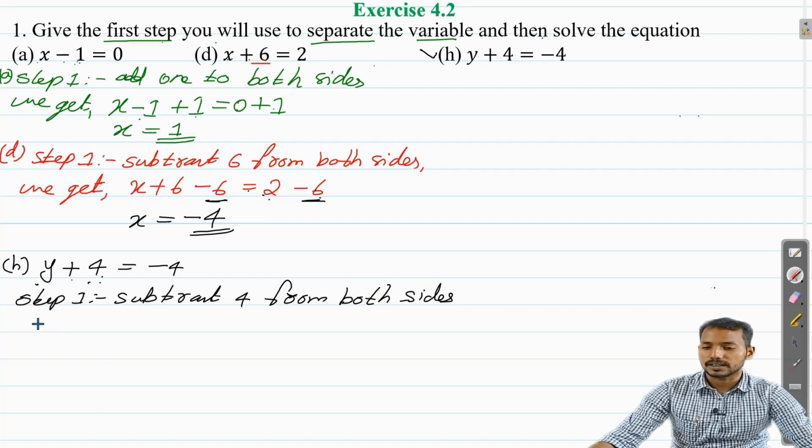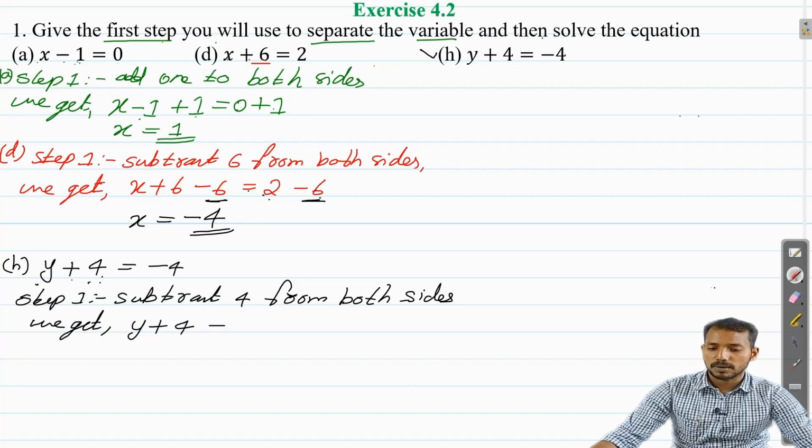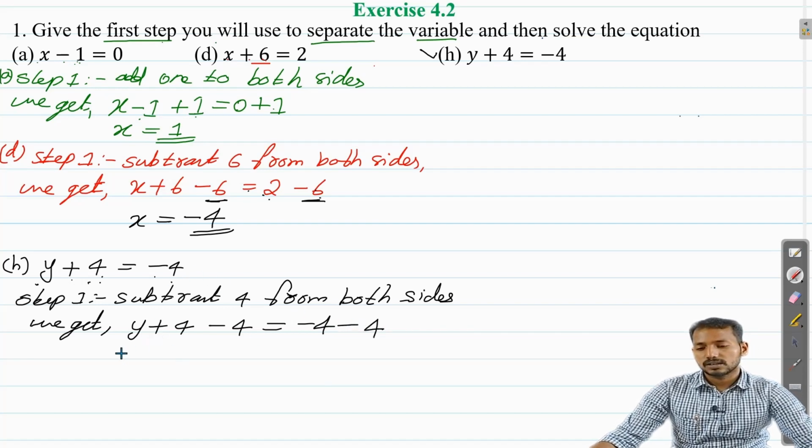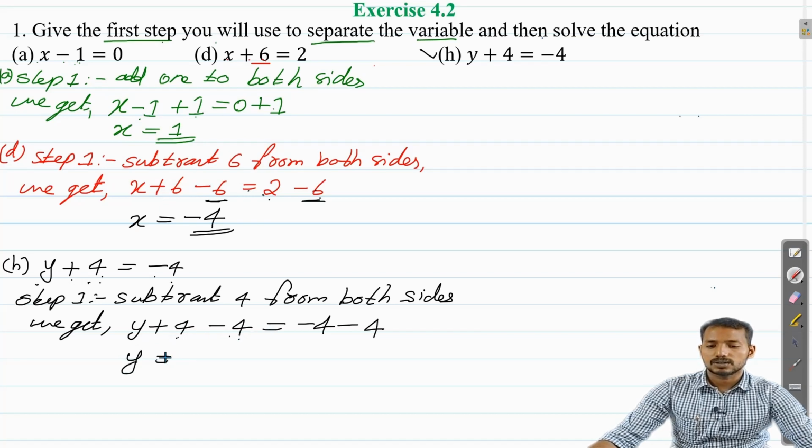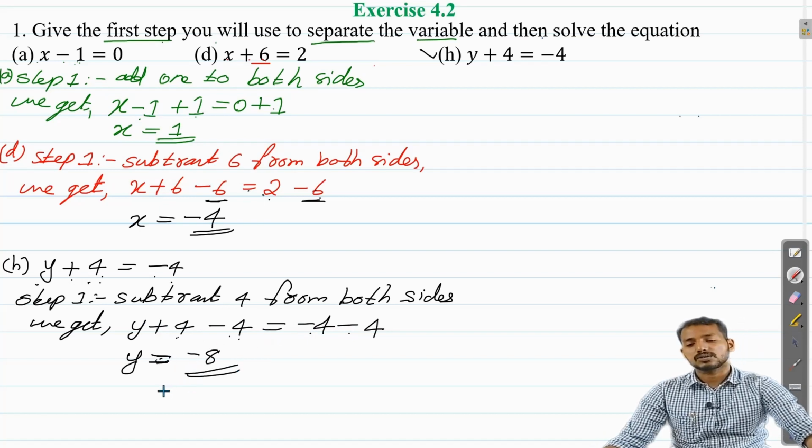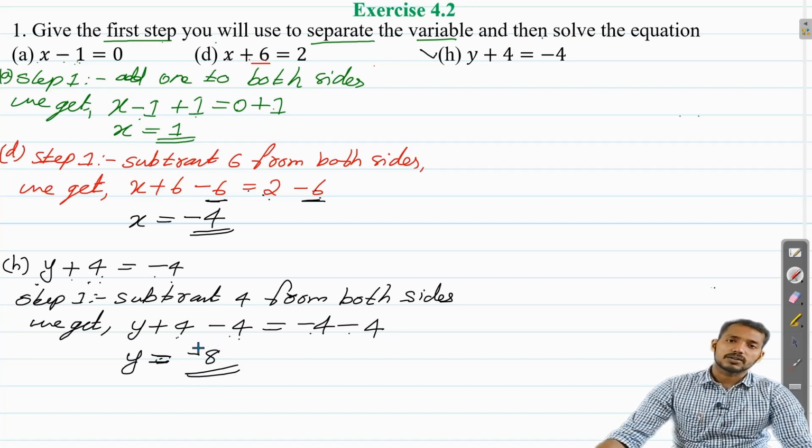So what will we get? We get y plus 4 minus 4, which is equal to 1 minus 4 on the right side, again subtracting 1 minus 4. That is equal to y plus 4 minus 4. 4 minus 4 is 0, so y only. Equal to, y is separated from this 4. 1 minus 4 is equal to minus 3. Clear? So this is the solution of the given equation.